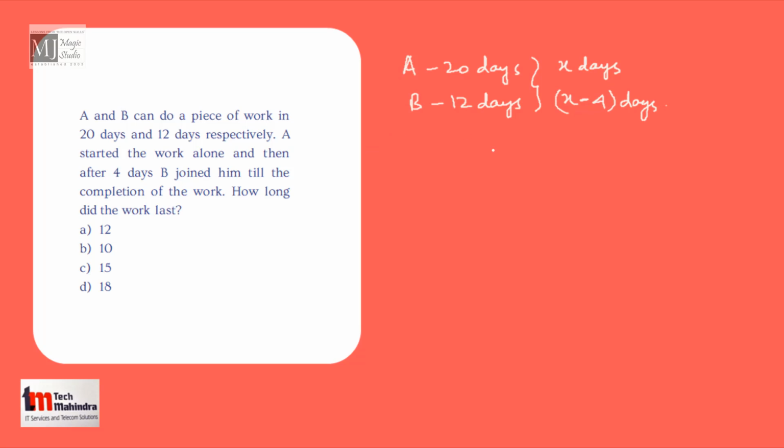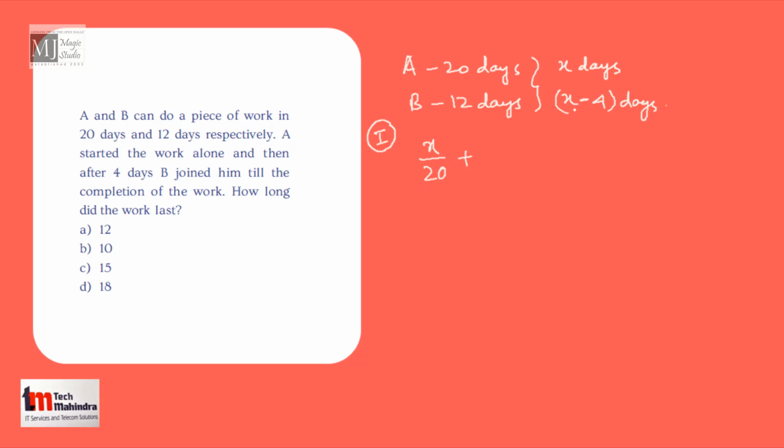Now if we use the day format, or work done format, how can we do this? I'll show you 2-3 formats to do this sum. It all depends upon you which one you like. The first one is the basic format: if A can do a piece of work in 20 days, then in x days the fraction of the work done by A is x by 20.